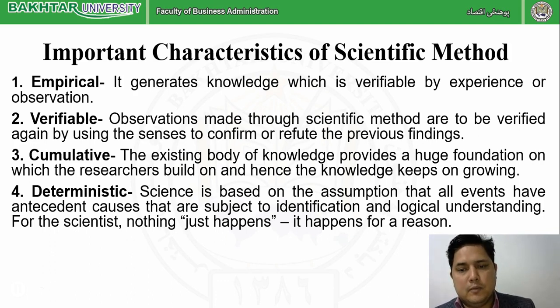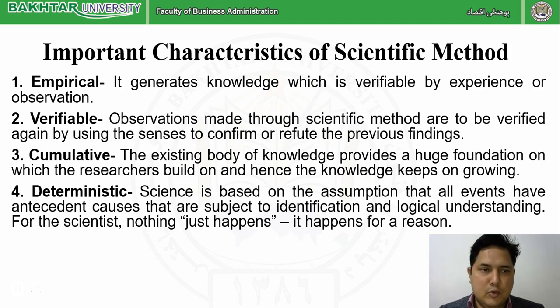Second thing is verifiable, which means I have conducted my research empirically. Now somebody else comes and, using the same thing, applying the same thing, tries to verify my research, whether the result is right or wrong. So this is called verifiable. It means I have conducted the research with the help of various methods which are already proven. I am using the empirical. Somebody else will come and try to verify my research. It is called verifiable.